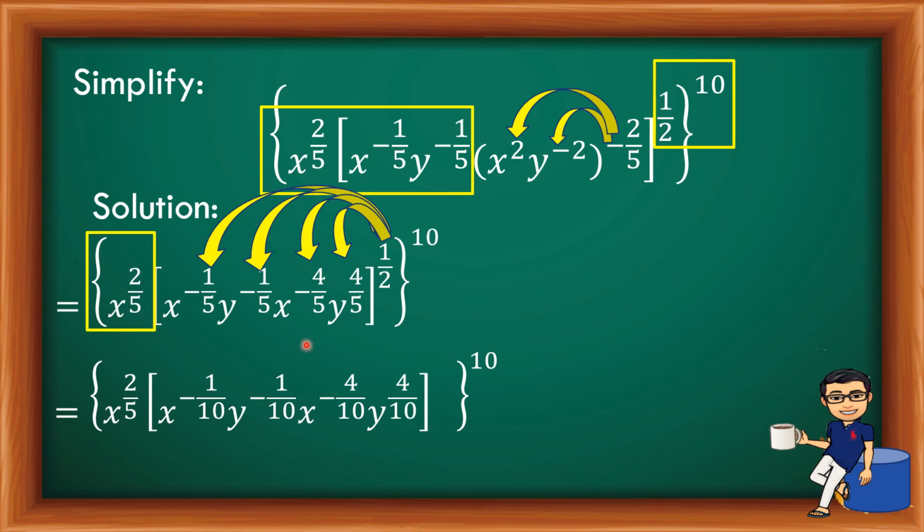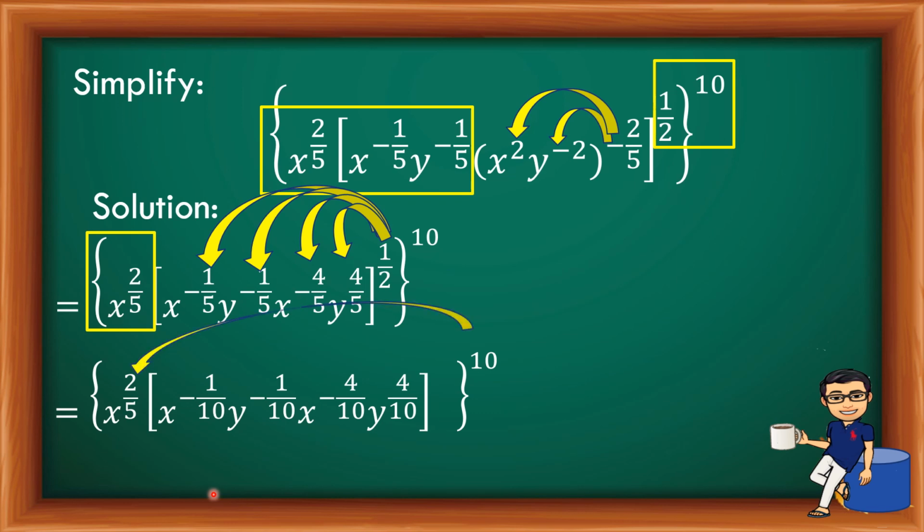Then for this x, negative 4 over 5 times 1/2. Negative 4 times 1 is negative 4, and 5 times 2 is 10. So we have negative 4 over 10. For this y, 4 over 5 times 1/2. 4 times 1 is 4, 5 times 2 is 10. So that's positive 4 over 10. So this will be the result. We just copy the 10. The 1/2 is gone because we distributed that already.